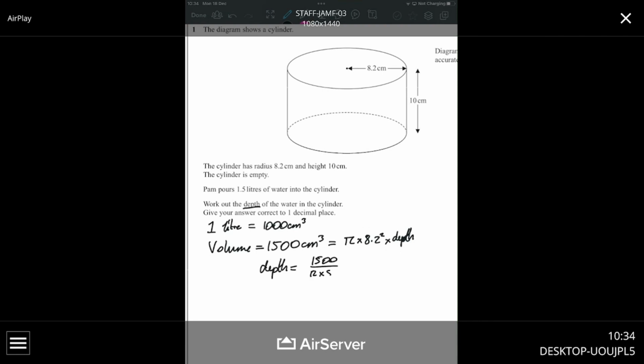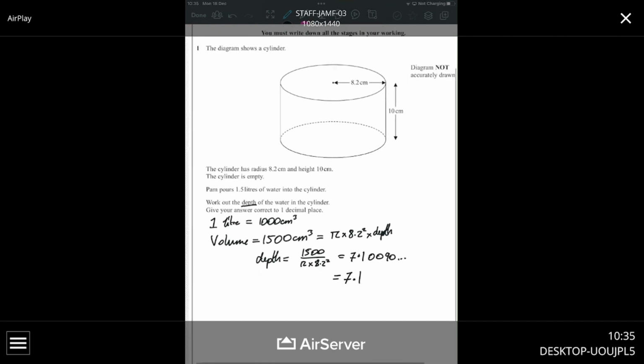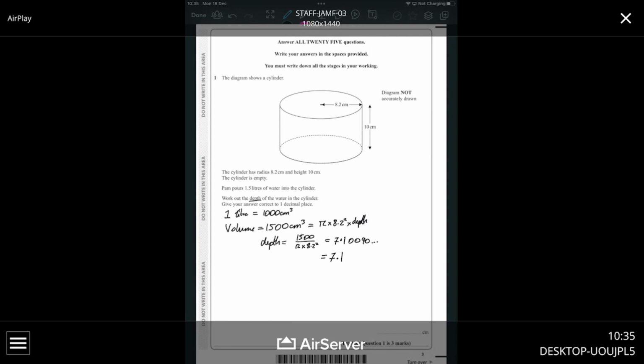1500 divided by pi r squared. Let's type that carefully into my calculator. Best bet is to hit the fraction button first and then use the arrow keys to help you move around to put things all in the right places. And that comes out as 7.1009, etc. Now, I always like the habit of writing out more decimal places than is needed at first and then rounding it afterwards. And our answer: 7.1 centimetres.